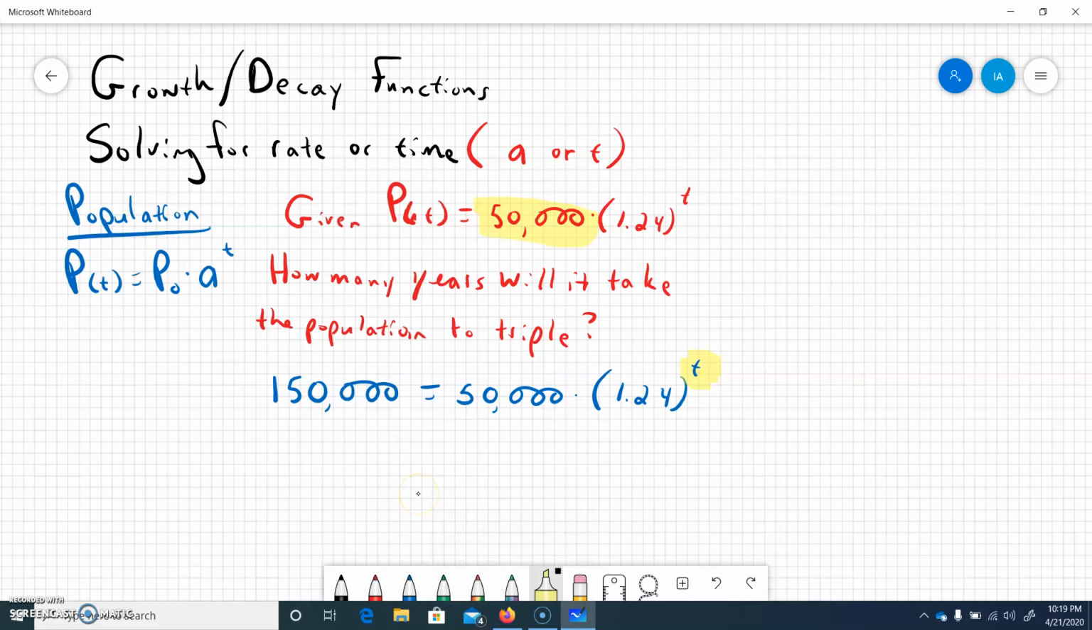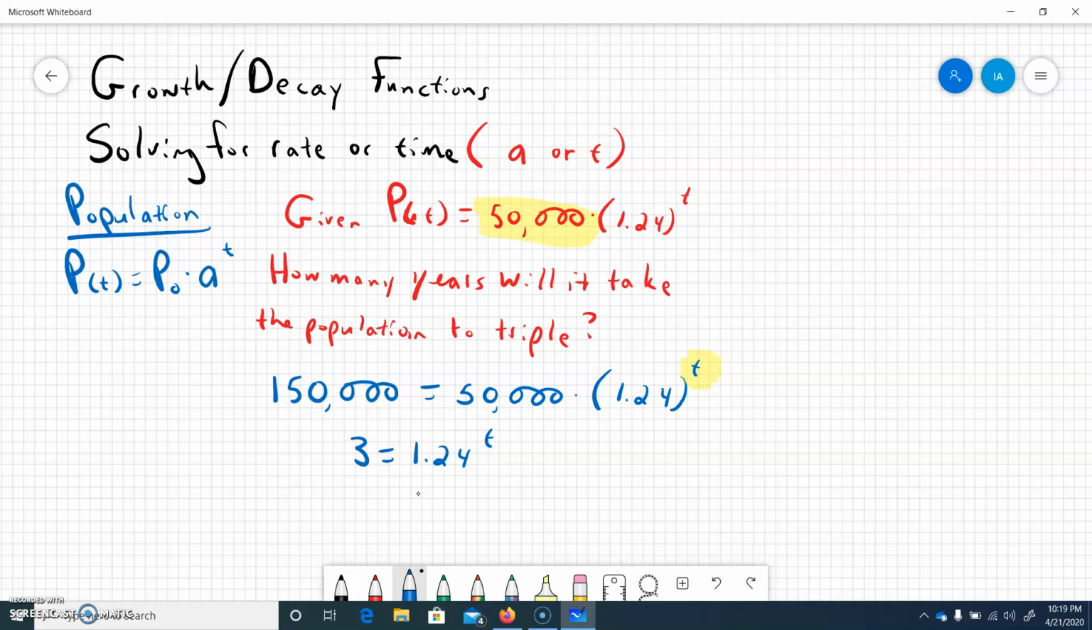So the first thing we would do would be to divide out the 50,000 coefficient. So we'd have 3 equals 1.24 to the t. So there we see the tripling. It doesn't matter what we started with. If we're tripling and we divide that out, the ratio would be 3.